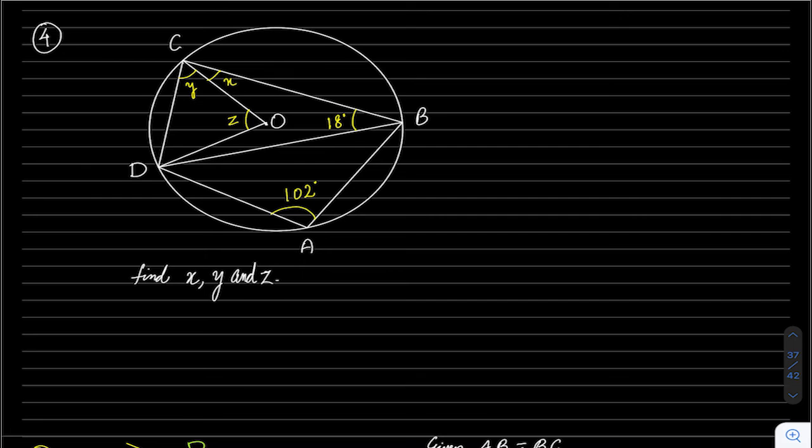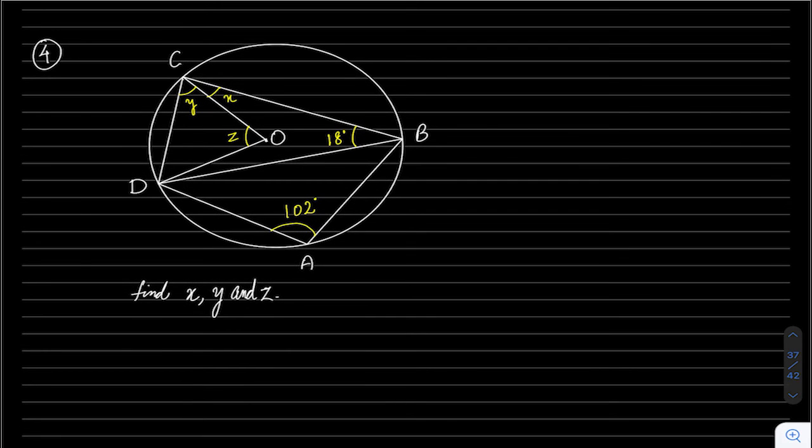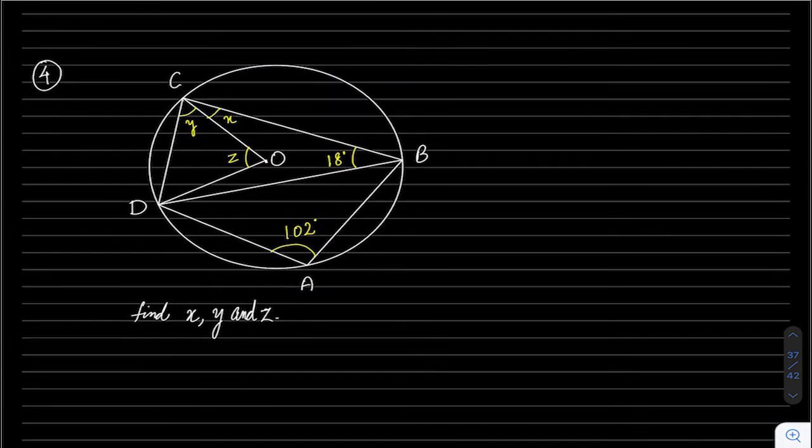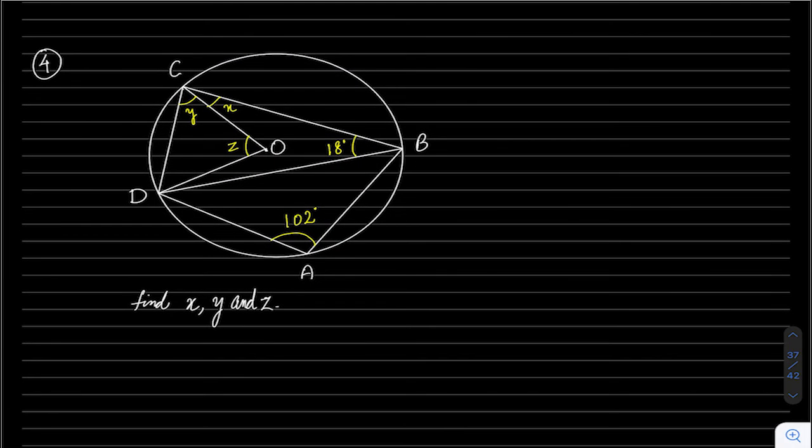We have a cyclic quadrilateral. I think we discussed what a cyclic quadrilateral is: a quadrilateral in which all vertices lie on a circle. As we can see, A, B, C, D all lie on the circle, so this is a cyclic quadrilateral. Whenever we see a cyclic quadrilateral, the first thing that comes to mind is that there is only one theorem related to it: the sum of opposite angles is 180. Now I will concentrate on the diagram. What do I need? X, Y, and Z values.